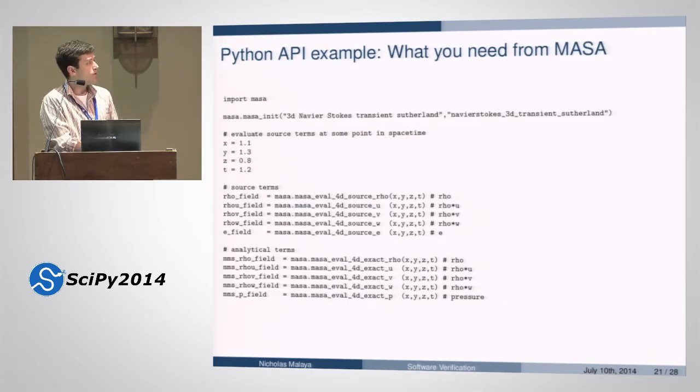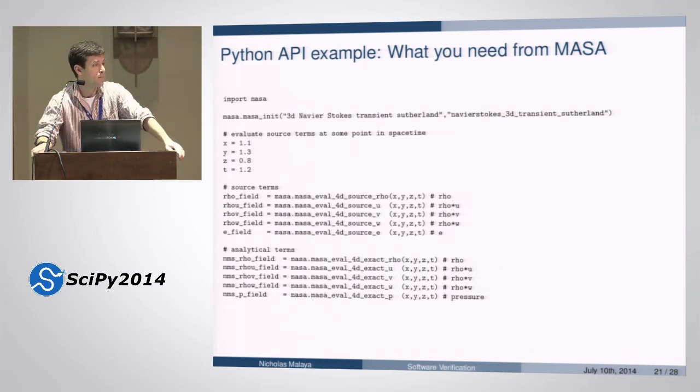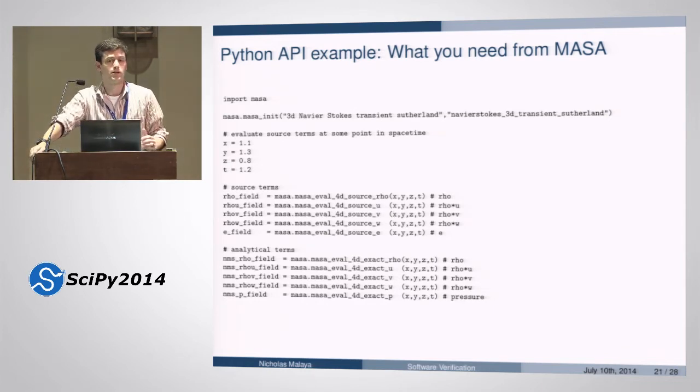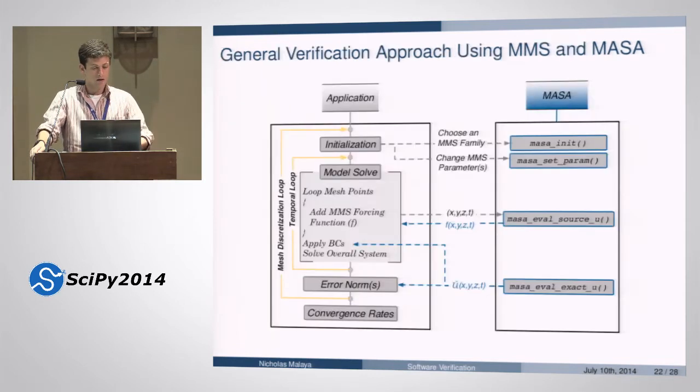So just a quick example of the API. It's really straightforward. After you've installed, as long as you have your Python path, you can import a MASA module. You then would call something like MASA init, where you give it a string defining one of the manufactured solutions that you'll need. And then you'll evaluate the source terms at some point in space-time, and likewise with the manufactured solutions. Calling those is just function evaluations at those points in space. So you'll be doing this over every point in space.